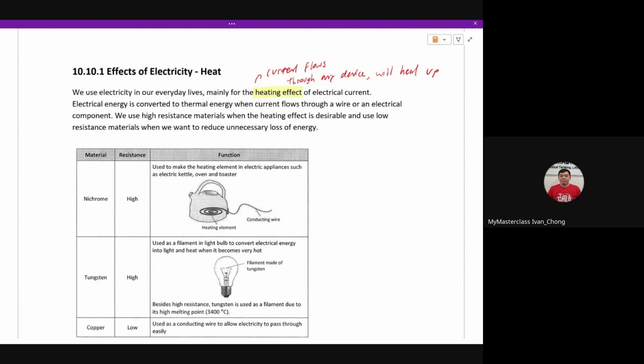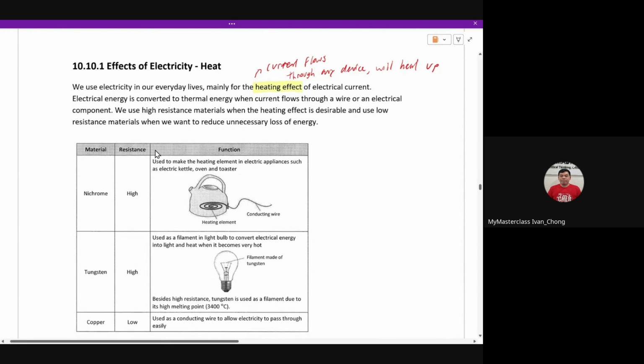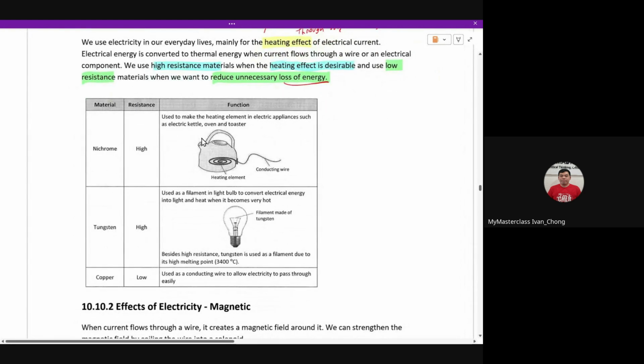Because of this, we want to make use of high resistance material when you want to produce heat, and we'll use low resistance material when you want to reduce energy loss. Because this heat produced can be seen as your undesired energy loss. So you need to understand that electricity is a very real world application question. It's very applicable to your day-to-day life. So always be curious and ask yourself, how come this happens? How come my handphone heats up? How can I make it cooler?